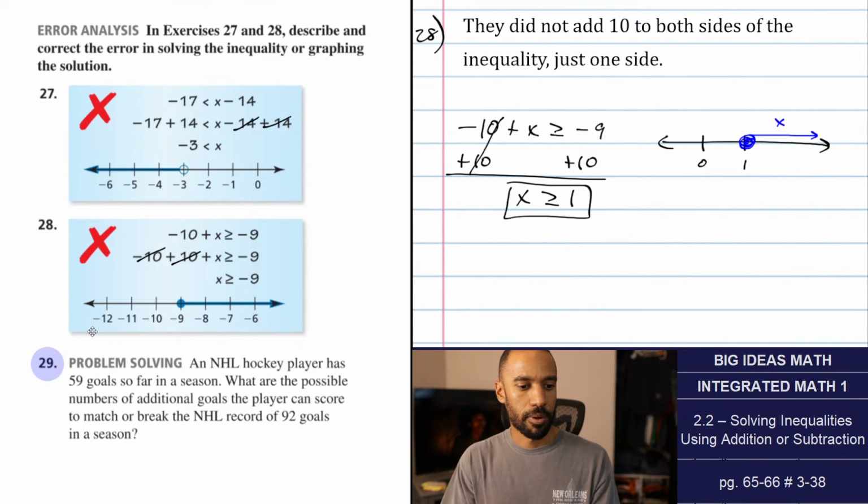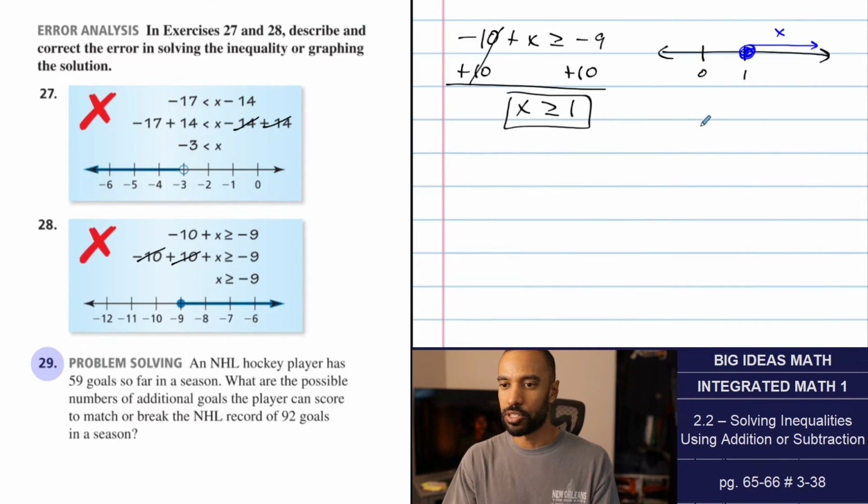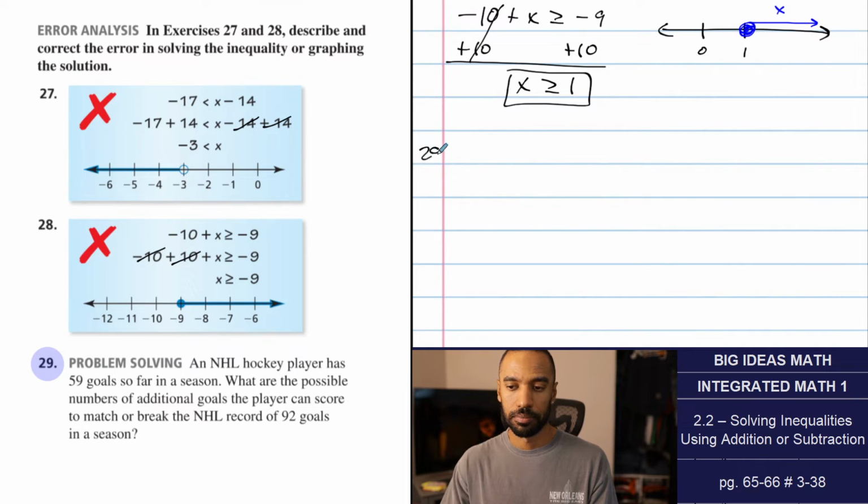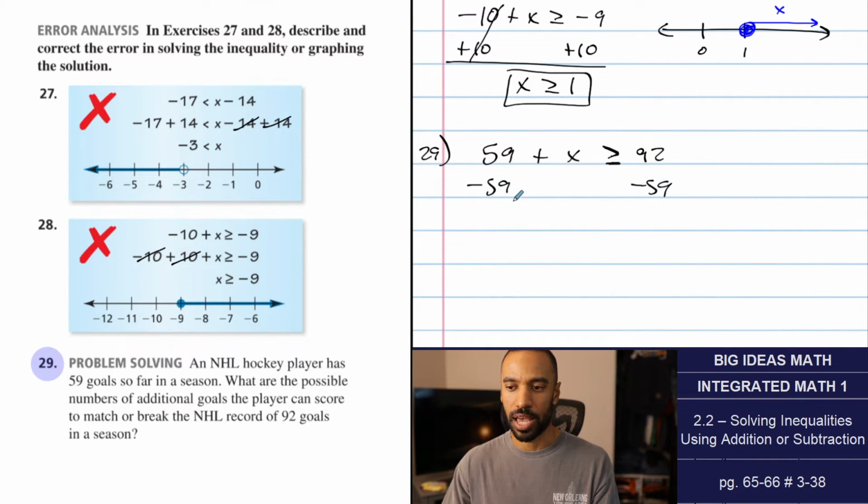Okay, number 29 on problem solving. An NHL hockey player has 59 goals so far in a season. What are the possible numbers of additional goals the player can score to match or break the NHL record of 92 goals in a season? If they have 59 goals so far, we need to add x amounts of goals to match or break the 92. So we have to subtract 59 from both sides, and there we will get x greater than or equal to, is that 33? 33 or more goals.